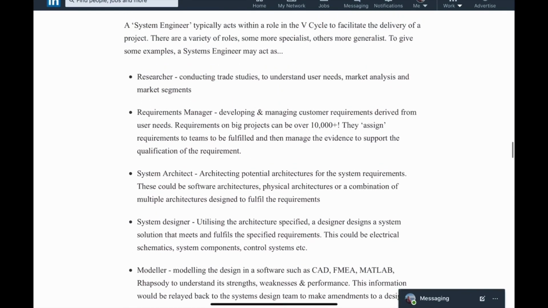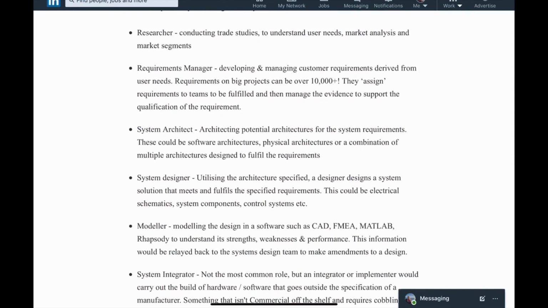Some are really exciting. Other ones can be quite boring, but to be a well-rounded system engineer, you have to essentially cover quite a few of them before you start becoming a more detailed expert. So that's just some of the roles that we would typically do as a systems engineer.